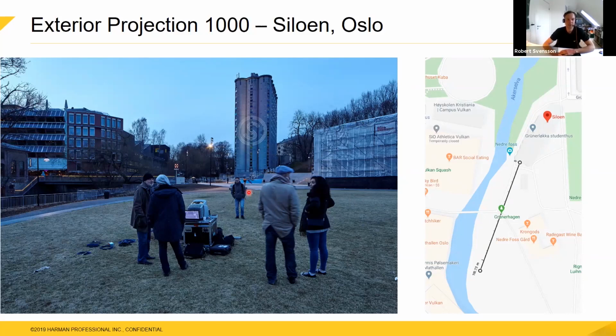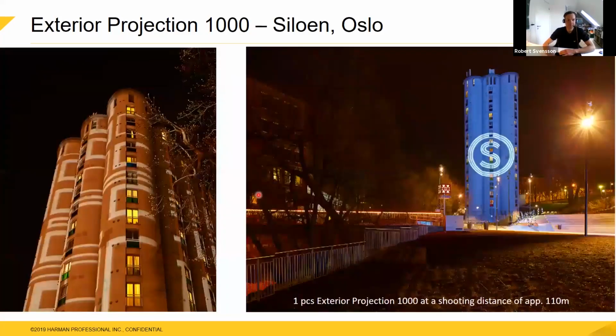So in this case, we're projecting around 110 meters onto this building here, and in this case, we actually made a custom gobo. This is the logo for this. It's actually apartments. But what I like, and you also see, there are a couple of wash lights. The wash lights are creating the blue light, and the white from the image projector really cuts through the blue and gives this nice crisp image on top of the building.